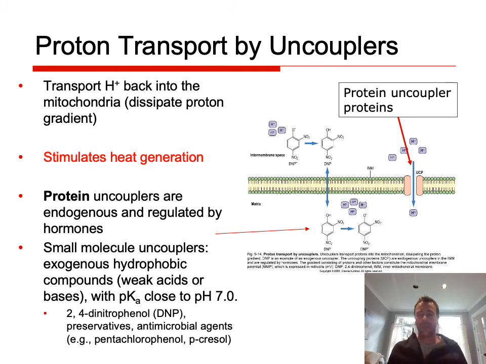There are some compounds that can act as uncouplers. Essentially what happens here is you get transport of hydrogens back into the mitochondrion. So it dissipates this gradient that's being built up to drive ATP synthase, and it can stimulate heat generation. These protein uncouplers are endogenous and can be regulated by hormones. Here's a diagram of a protein uncoupler. There are also some small molecule uncouplers, such as DNP, which is shown here.